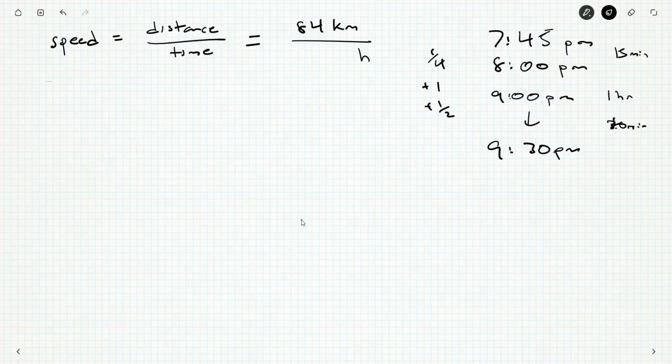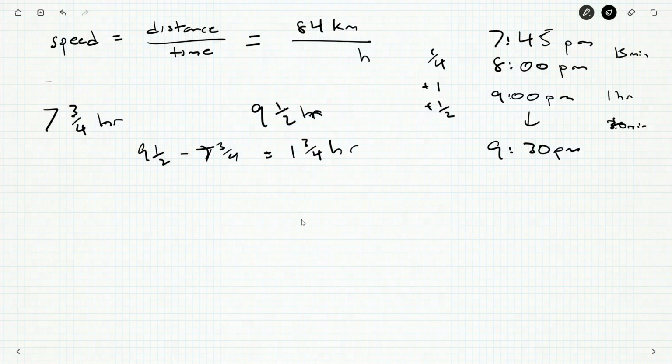Now another way we could do this is, currently 7:45 p.m. How many hours after noon is that? 7 3/4 hours. And Jim stops driving, having made the 84 kilometers, 9.5 hours after noon. So if I did 9.5 subtract 7 3/4, I would also get the appropriate amount of time, which is 1 3/4 hours. And that's another way to do it.